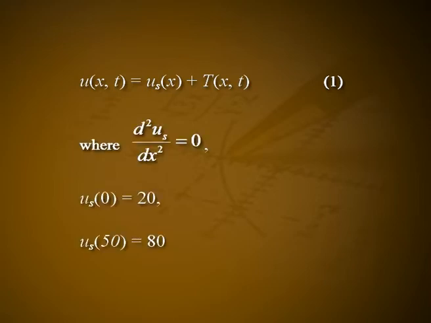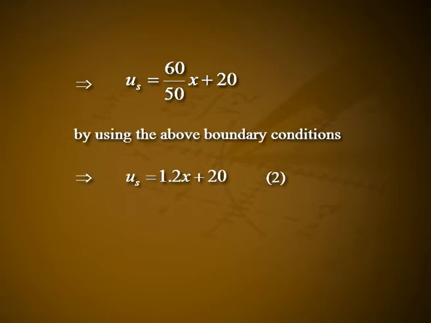Let u(x,t) = us(x) + T(x,t). Let it be equation number 1, where d²us/dx² = 0, us(0) = 20, us(50) = 80, which implies us = (60/50)x + 20 using the above boundary conditions, which implies us = 1.2x + 20. Let it be equation number 2.